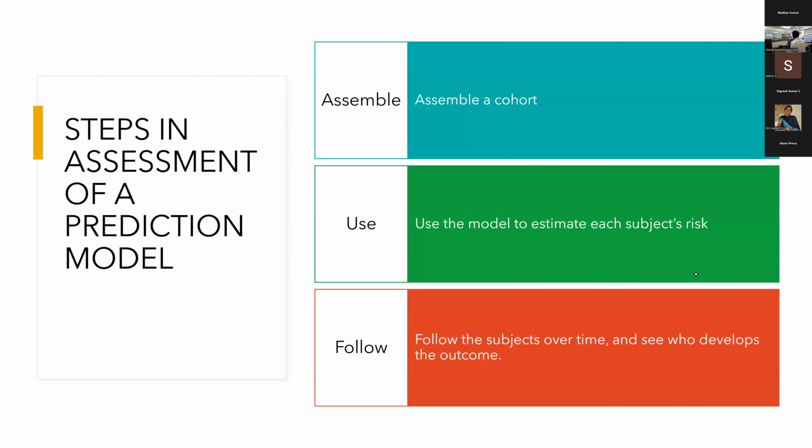So what are the steps in the assessment of a prediction model? The first step would be to assemble a cohort, and the second step would be to use an appropriate model to assess the subject's risk of developing the outcome. The third would be to follow up the subjects and see how many actually developed the outcome. And then we do multiple measures to find out whether the machine learning algorithm actually predicted the outcome accurately or not.